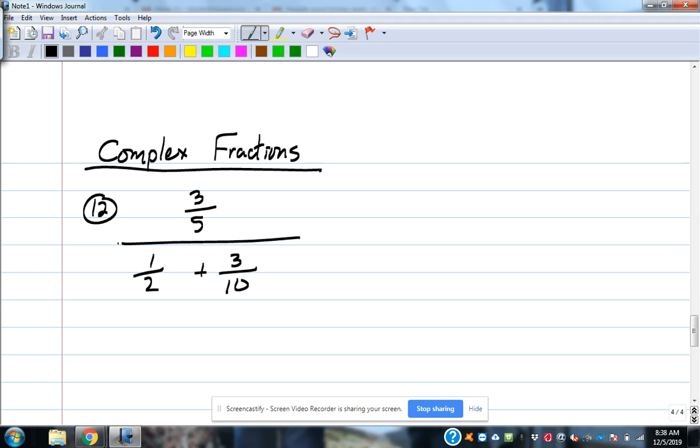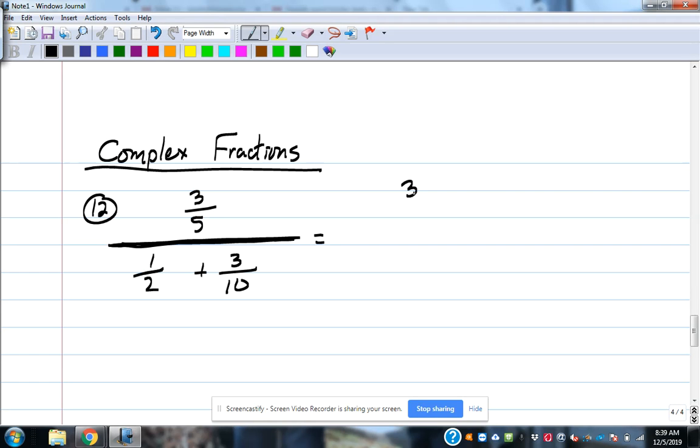So, all right. Here's the big deal. You got this large fraction bar in the middle there. So you got a fraction up top. You got a numerator. You got a denominator. Look at those separately first. Is there anything to do to the top part? No. Bottom part. Yeah. So we're going to do that part first.